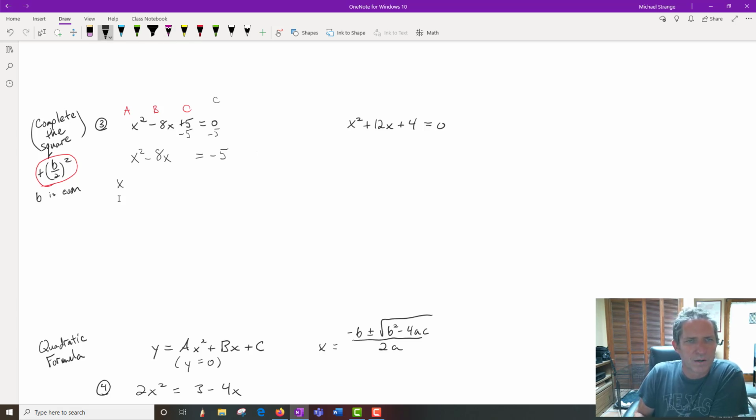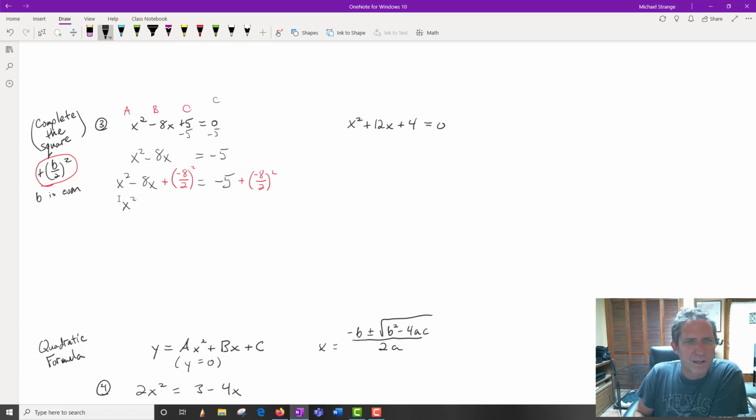We're going to have x squared minus 8x, and then I'm going to leave some space, so negative 5. And what we're doing is we're going to add plus b, which is 8, it's actually negative 8, over 2 squared. And whatever I do to one side, I have to do to the other side. So negative 8 over 2 squared. And now we can simplify.